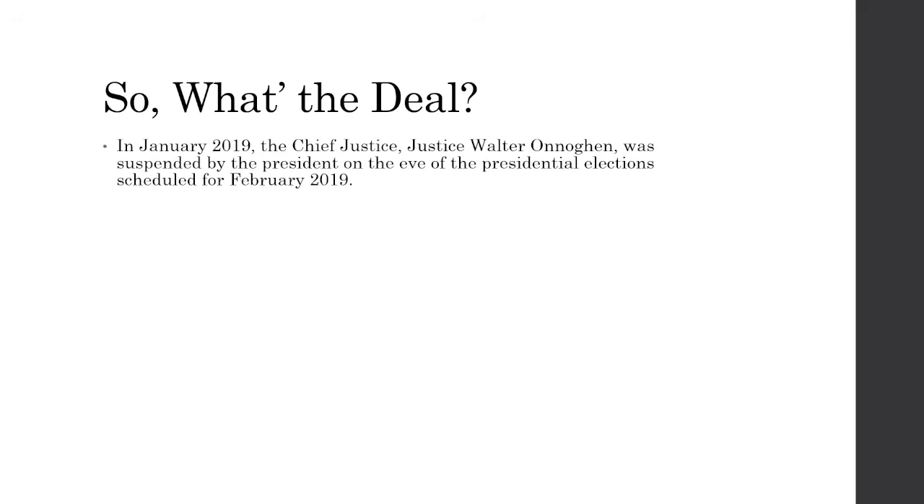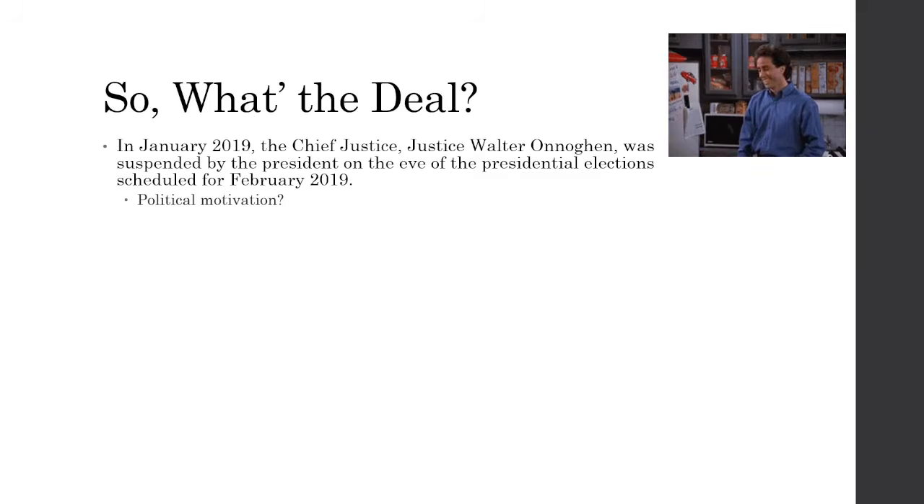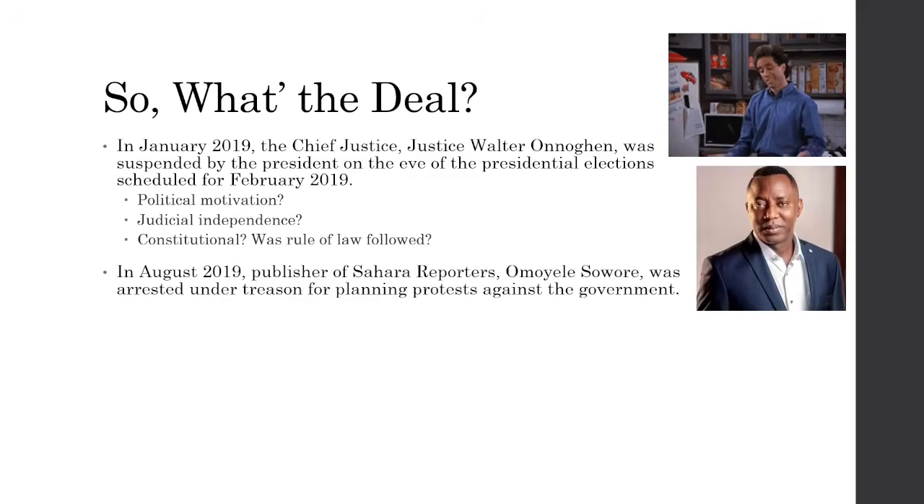So in 2019, in January, the Chief Justice was suspended by the president on the eve of the presidential elections scheduled for February 2019. Very, very, very suspicious. It's giving me Marbury v. Madison vibes. So was there a political motivation? Was there a reason that the Chief Justice was suspended by the president the day before presidential elections? How does this impact judicial independence and separation of powers? Well, it shows little separation of powers. Was it constitutional? Was rule of law followed? Well, if there's more information that we were given, maybe we can determine this. I mean, the president did do it. It did happen. Legislator didn't object to it, so it could be considered constitutional.